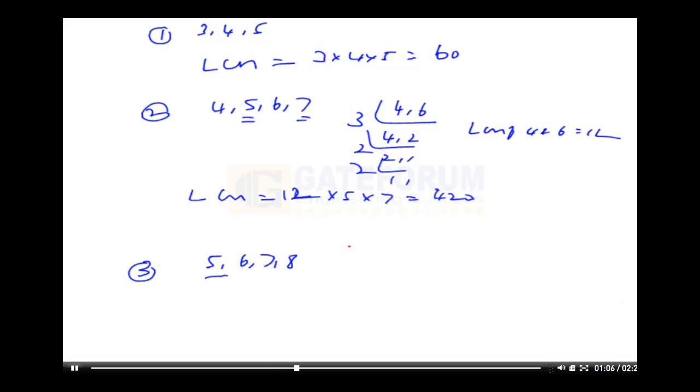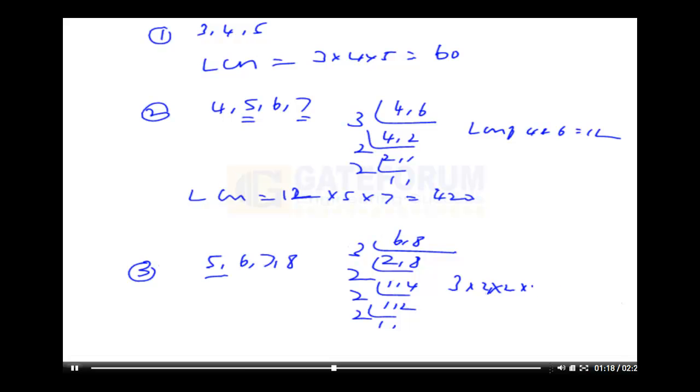Number 3: 5, 6, 7, 8. Leave 5 and 7. Look at the LCM of 6 and 8. You find the LCM is 3 into 2 into 2 into 2, 24. The required LCM is 24 into 5, 120, into 7, 840.